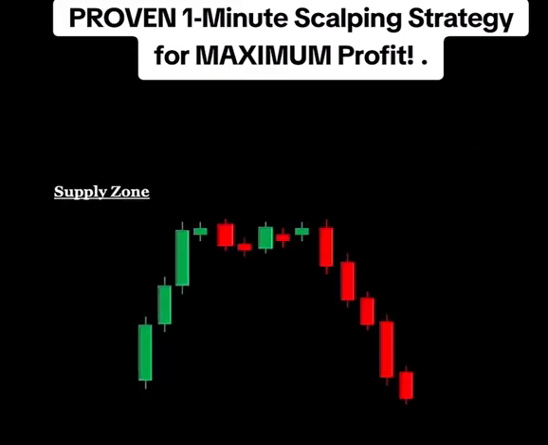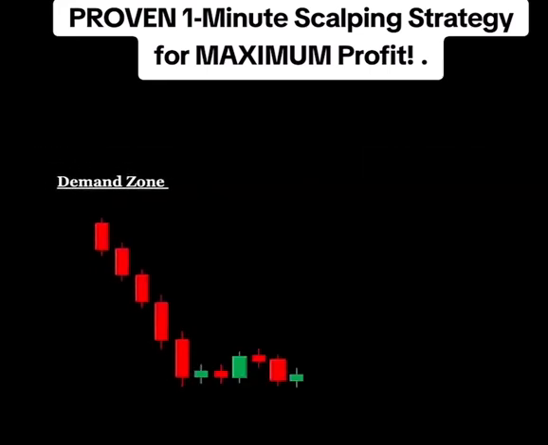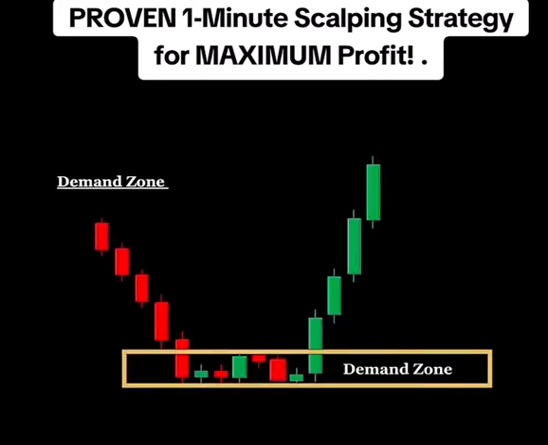A supply zone is a price level where selling pressure dominates, preventing the price from moving higher. This often occurs after a strong rally or uptrend, as institutions or banks sell off to lock in profits, causing the market to reverse and drop. On the flip side, a demand zone is a price level where buying pressure takes over, halting further declines. These zones usually form after a downturn, where large players step in to buy, creating upward momentum and driving prices higher. By recognizing these zones, we can pinpoint the areas where the market is most likely to react, and that's where we want to focus our trading efforts.